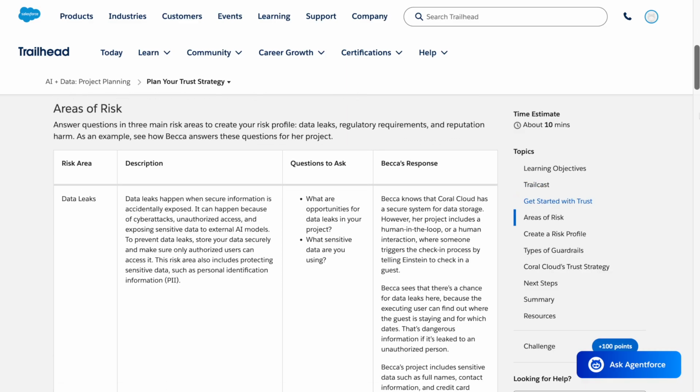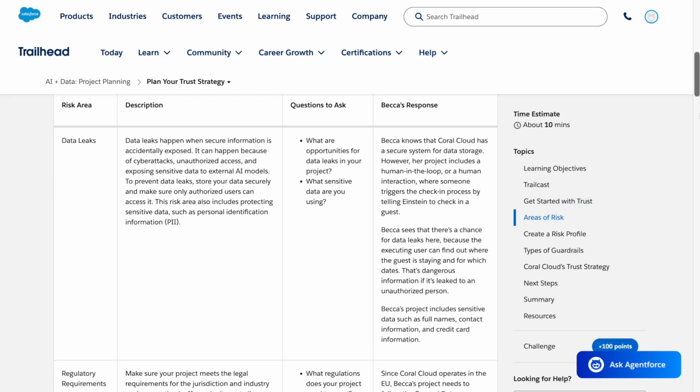Areas of risk. Answer questions in 3 main risk areas to create your risk profile: data leaks, regulatory requirements, and reputation harm. As an example, see how Becca answers these questions for her project. Risk area: data leaks. Description: data leaks happen when secure information is accidentally exposed. It can happen because of cyber attacks, unauthorized access, and exposing sensitive data to external AI models. To prevent data leaks, store your data securely and make sure only authorized users can access it. This risk area also includes protecting sensitive data, such as personal identification information, PII.